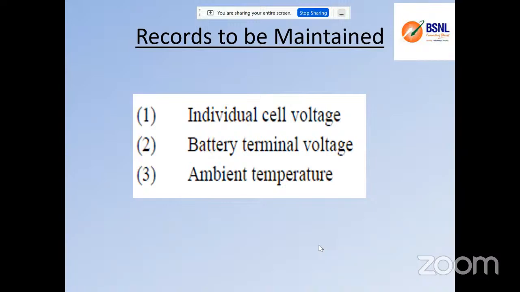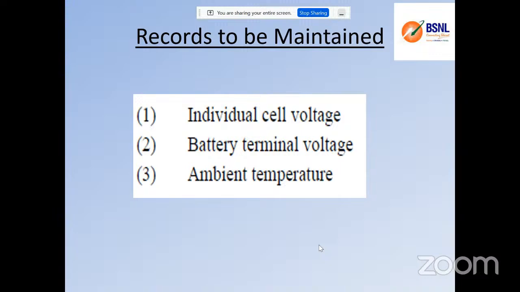If every cell is in good condition, we will be getting 2 volt per cell in all the cells. If any weak cells are available, that particular cell will be showing either 1.3 or 1.2 or even 1.5, so that we are able to identify which cell is in a poor state. Then we can take action: either remove that particular cell, try a boost charge, or replace that cell.